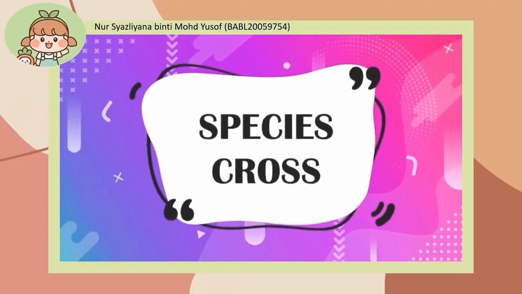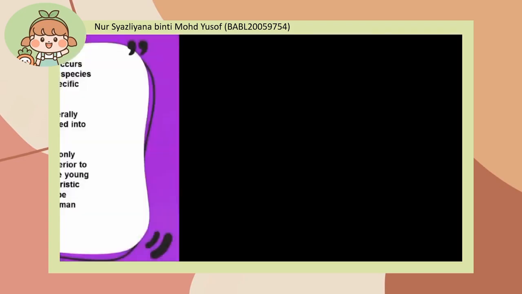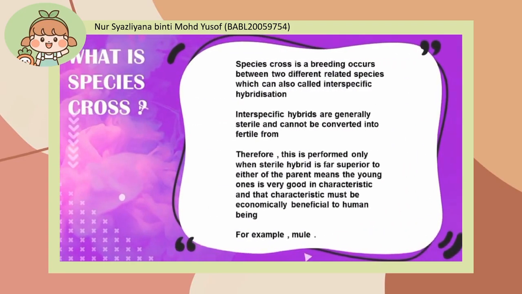Another type of outbreeding is species cross. Species cross is breeding that occurs between two different related species, which can also be called interspecific hybridization. Interspecific hybrids are generally sterile, meaning they are not reproductive in nature and they cannot give birth, and they are not capable of being converted into a fertile form. Therefore, this species cross is performed only when the sterile hybrid is far superior to either of the parents, meaning the young one is very good in characteristics, but those characteristics must be economically beneficial to human beings.